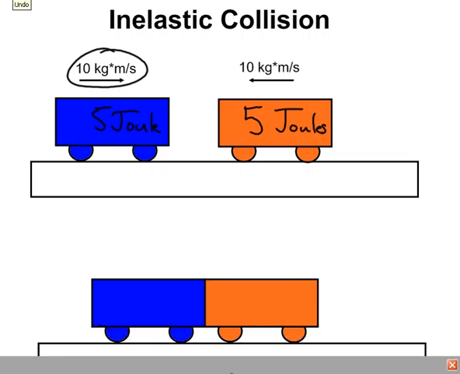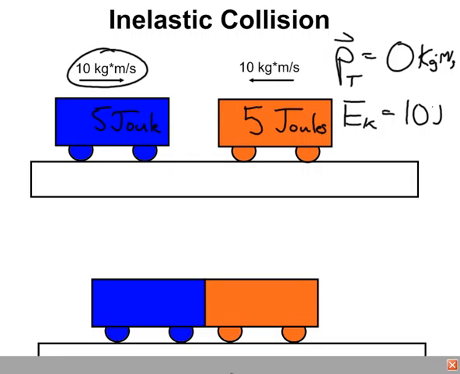If we apply the law of conservation of momentum, remember, our total momentum before the collision, because of the 10 kilogram meters per second due to the blue object's momentum and the negative 10 kilogram meters per second because of the red object, we have a total of 0 units of momentum before the collision. The total kinetic energy before the collision is 10 joules, 5 joules because of the blue and 5 joules because of the red. Let's take a look and see.